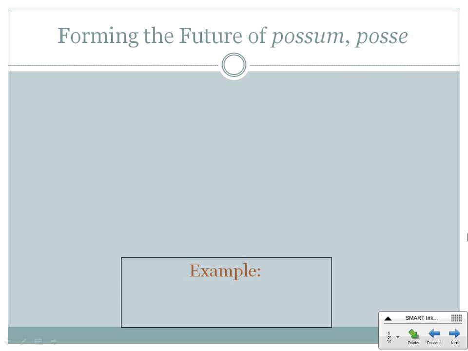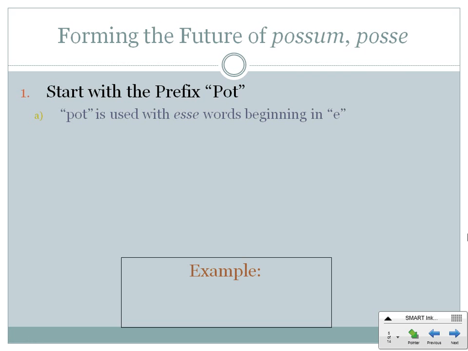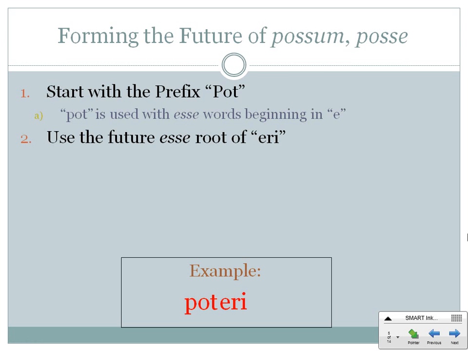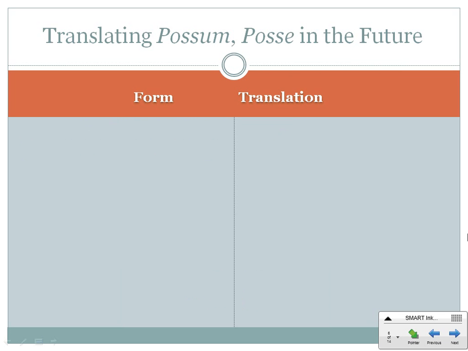Now, moving on to possum, posse. In order to form possum, posse in the future, we're going to use the exact same patterns we have used for possum, posse with both the present and the imperfect tenses, meaning that we're going to use a prefix. And since the sum, esse words in the future tense begin with an e, we will be using the prefix pot. So we're going to start out with that prefix, add our esse in the future, eri, and then add our personal endings.